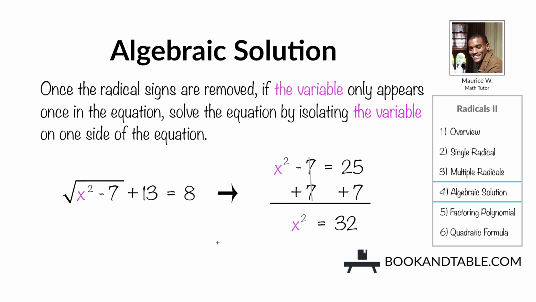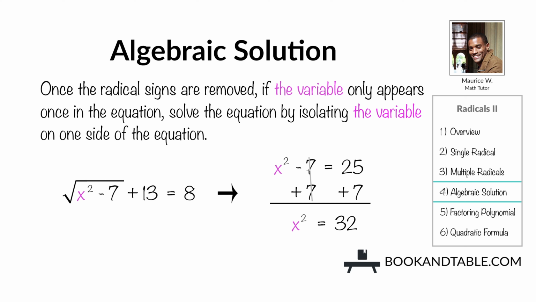So to find the solution algebraically, once the radical signs are removed, if the variable only appears once in the equation, then solve the equation by isolating the variable on one side of the equation. So let's say you started off with the square root of x squared minus 7 plus 13 is equal to 8. Once the radical sign is removed, you are left with x squared minus 7 is equal to 25. So the variable x only appears once.